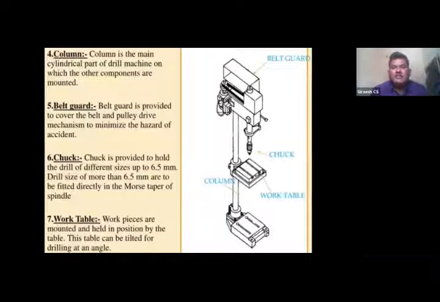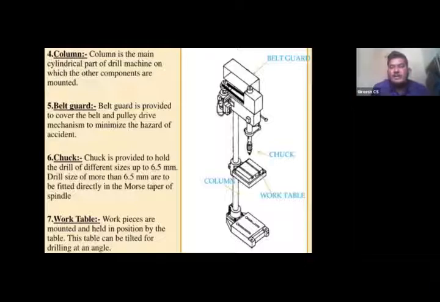Next, column. Column is the main cylindrical part. So column is fixed on the base. On the column, other components of the machine will be mounted. You see, column is the main cylindrical part of the drill machine on which other components are mounted. You see, the work table is mounted on the column, and the entire machine setup at the upside is mounted on it.